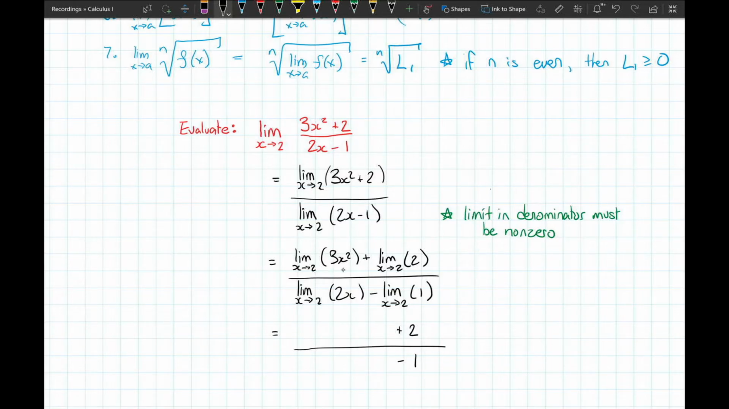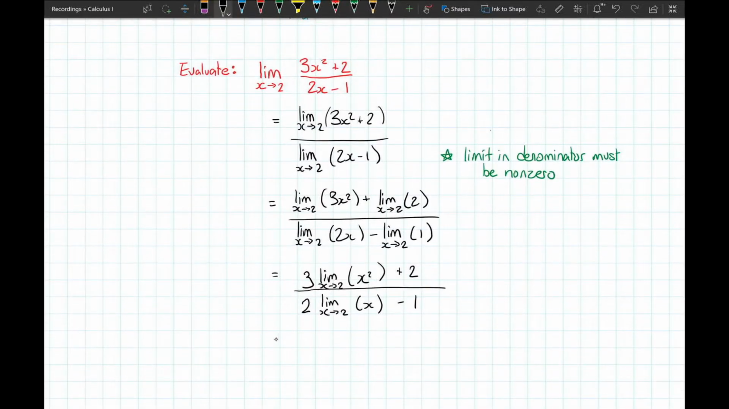But let's take a look at this constant multiple rule, take a 3 out, and look at the limit as x approaches 2 of x squared. And on the bottom, constant multiple of 2 can be pulled from the limit, and we can look at the limit as x approaches 2. And again, that's another one of our very nice basic rules there. The limit of x as x approaches a number is simply going to be that number. So we know that that limit exists as well.